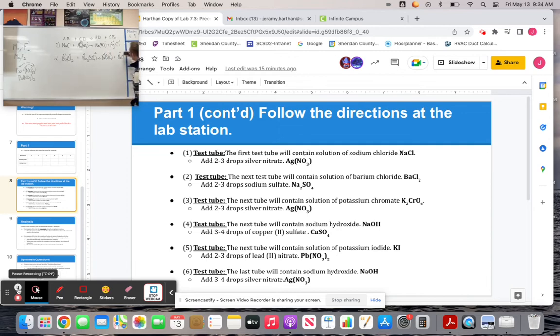Okay, so now let's kind of clear some of these out of here. And let's talk about balancing this thing, okay? Because this one we will actually have to balance, okay? So again, with balancing, start with your metals. If you have a polyatomic on your reactant side and it stays together on your product side, treat it as one thing. Save hydrogen and oxygen for last. It doesn't really apply too much here.